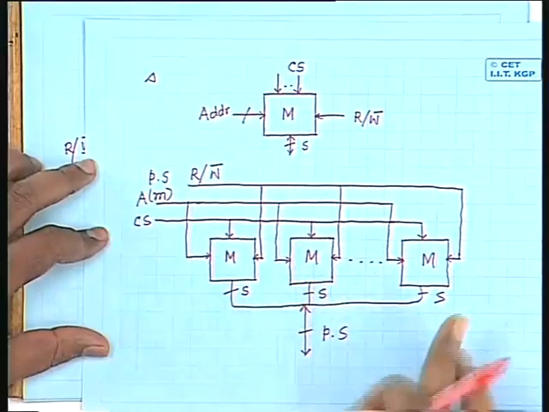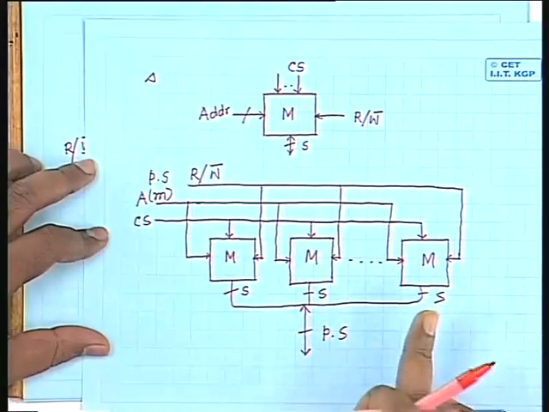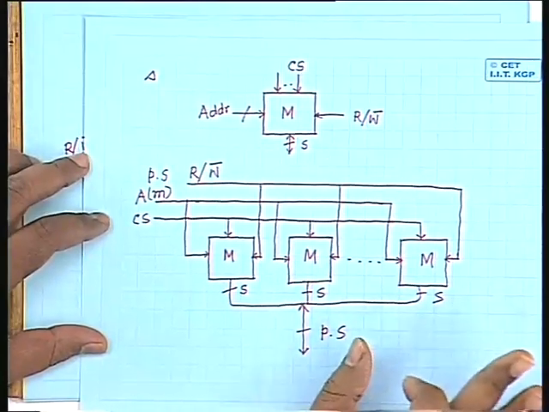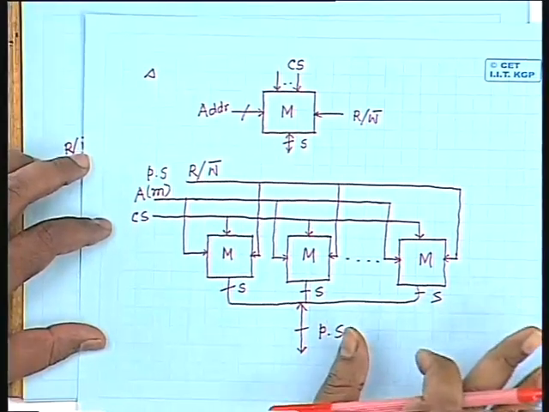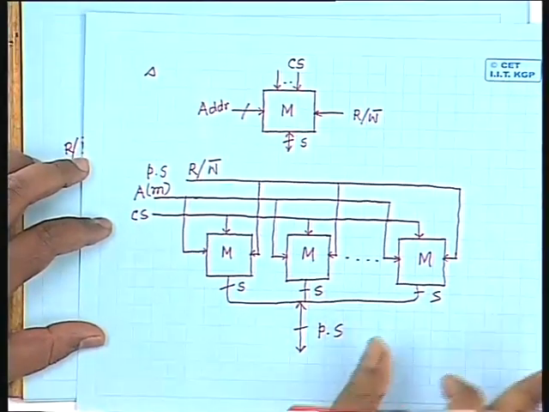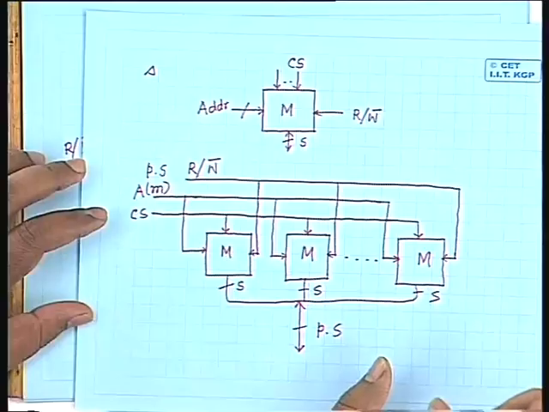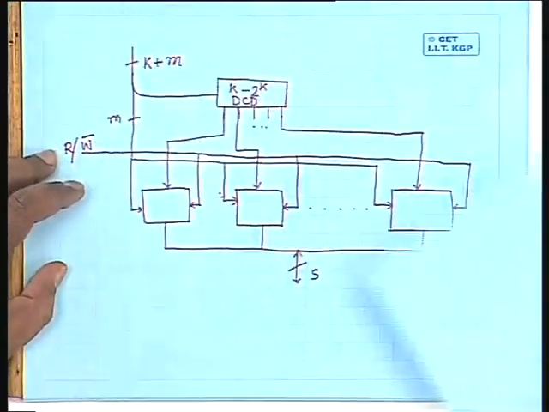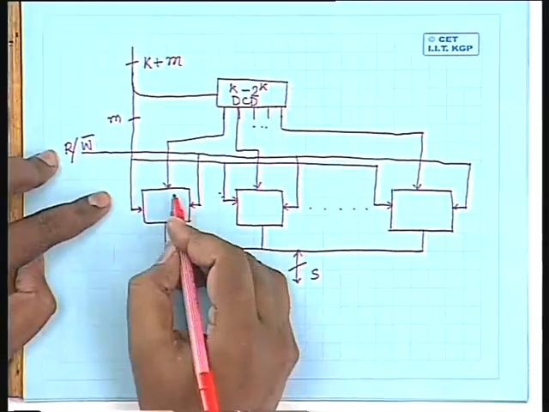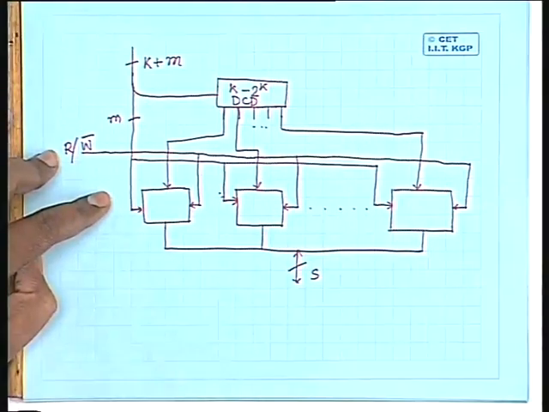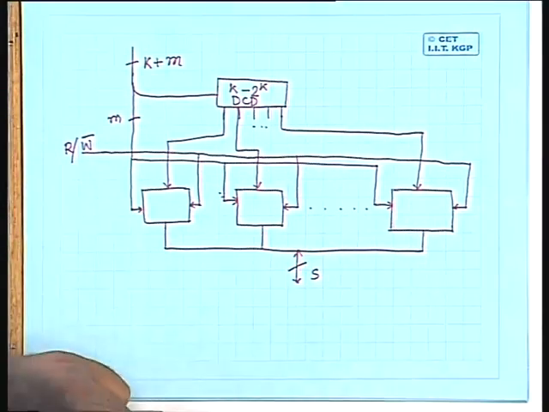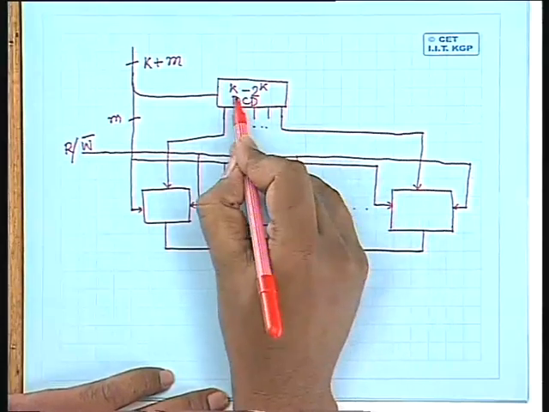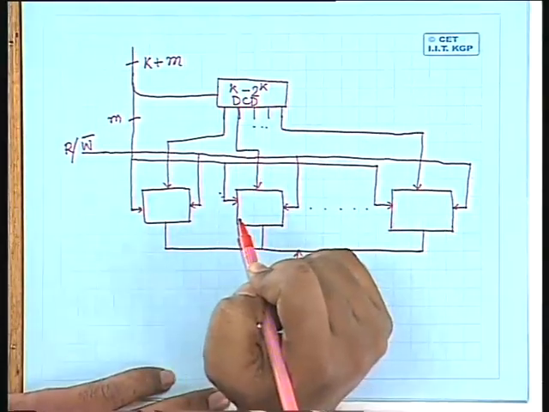So in such a case, I can both increase the number of bits per location, and at the same time increase the number of locations in the memory module. Here you find that in this organization I have made use of only one chip select line, and the decoder that I have used is a K to 2 to the power K decoder.